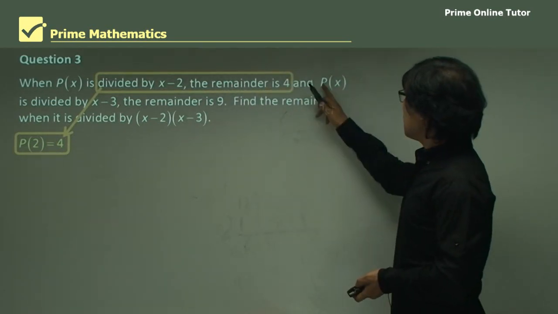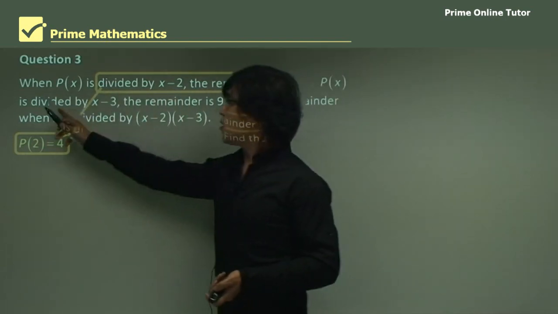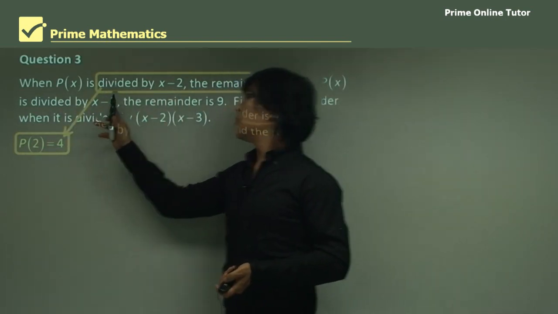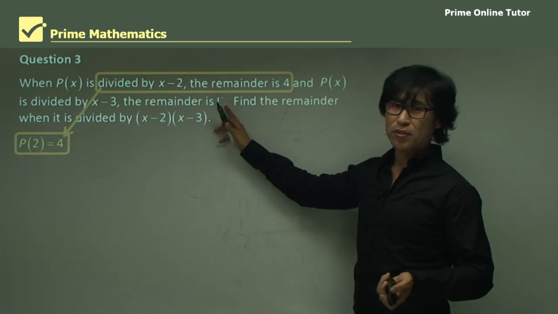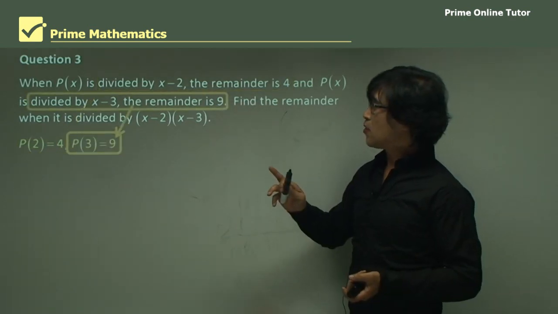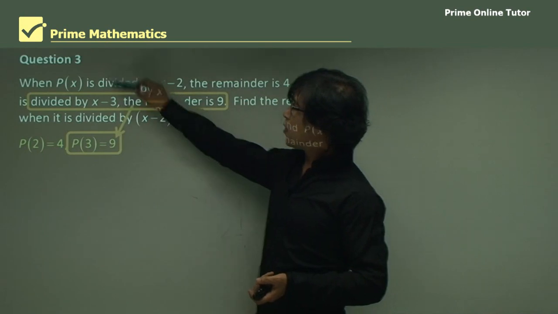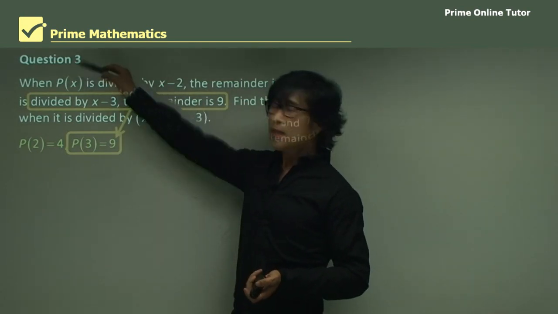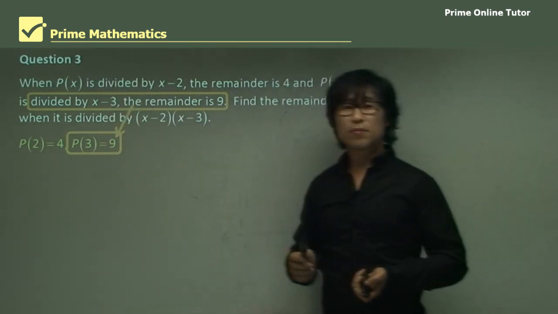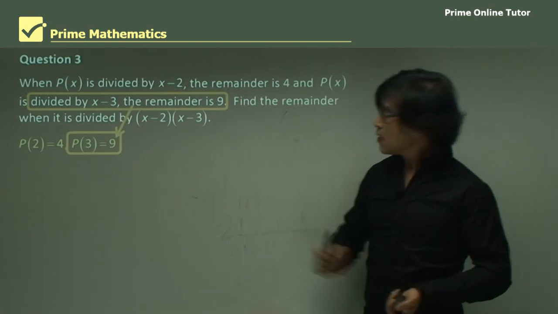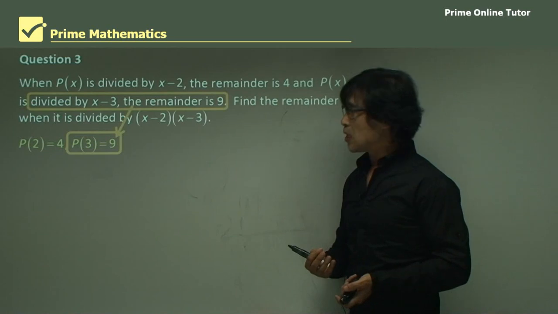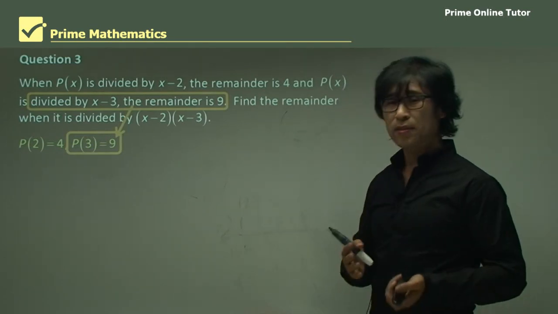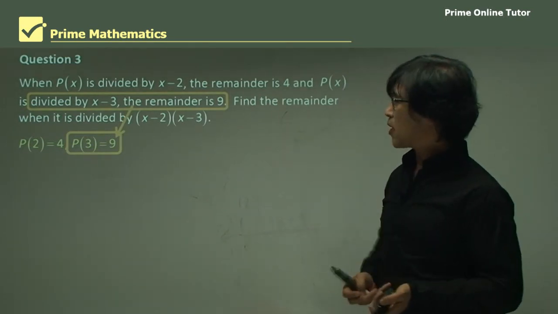Next one. And then p(x) is divided by x minus 3. The remainder is 9. Okay, it's very, very similar. What do you want to do? Like this one. When you substitute x equals 3 into the polynomial, okay, then the value will become 9. Okay, so these two are the first two essential parts that you have to do before doing anything else for a question like this one.